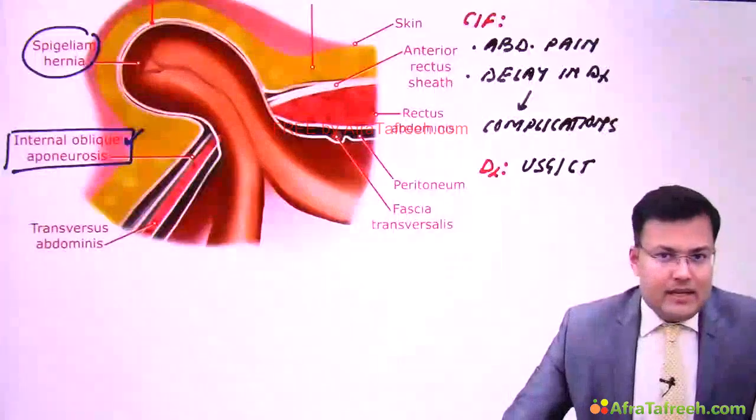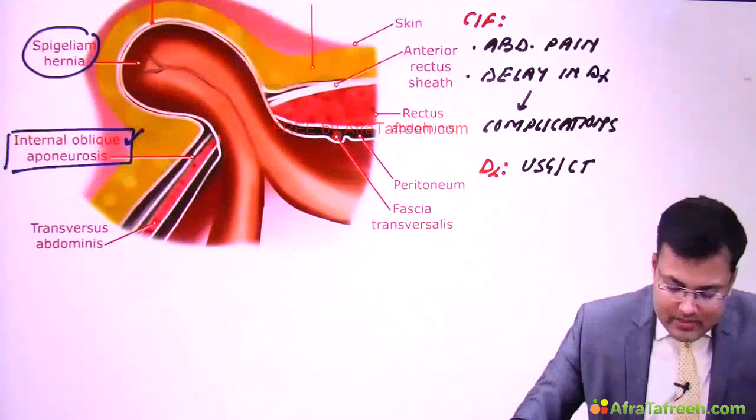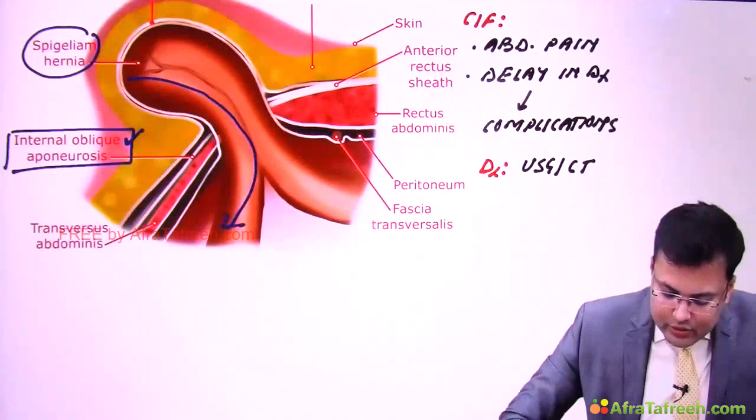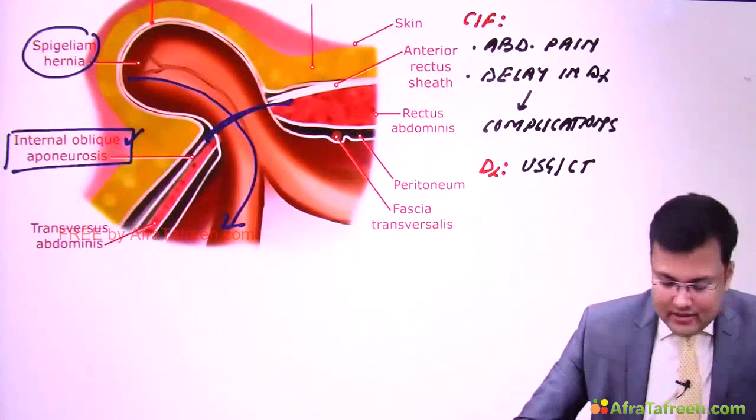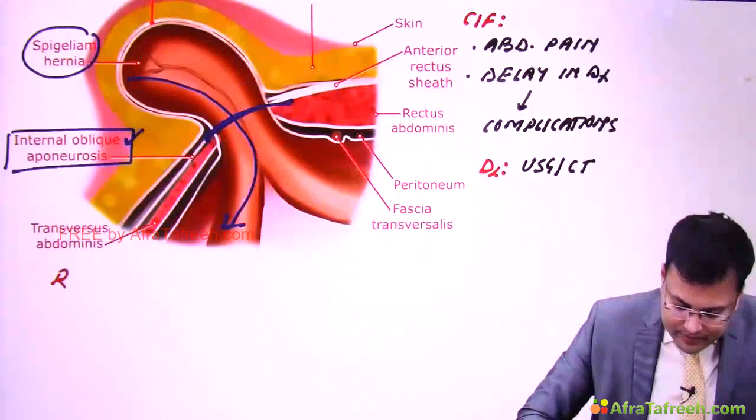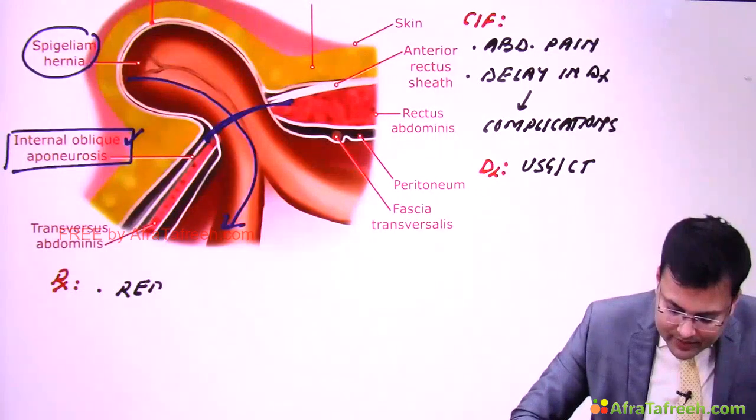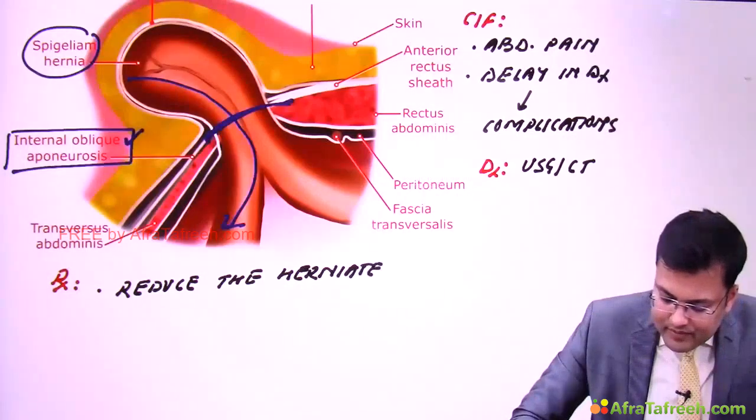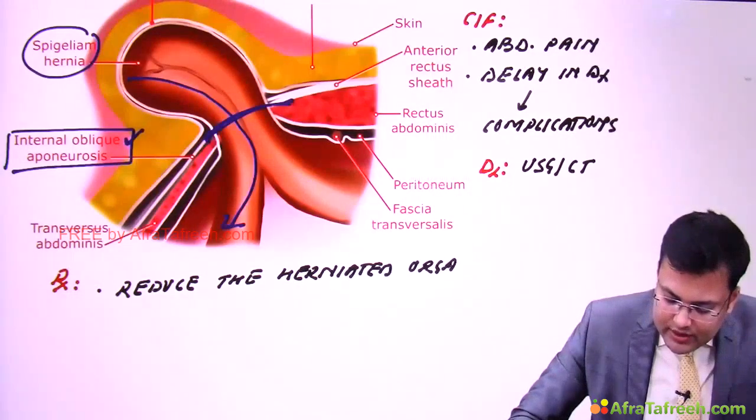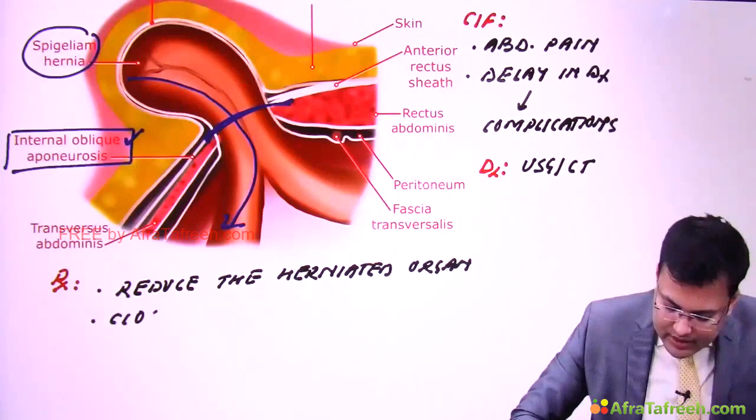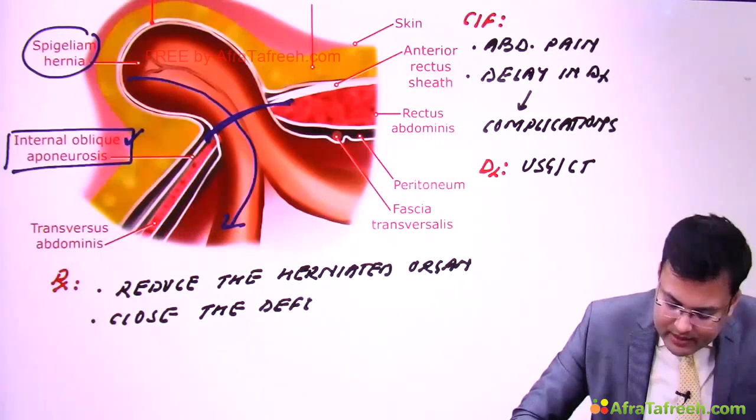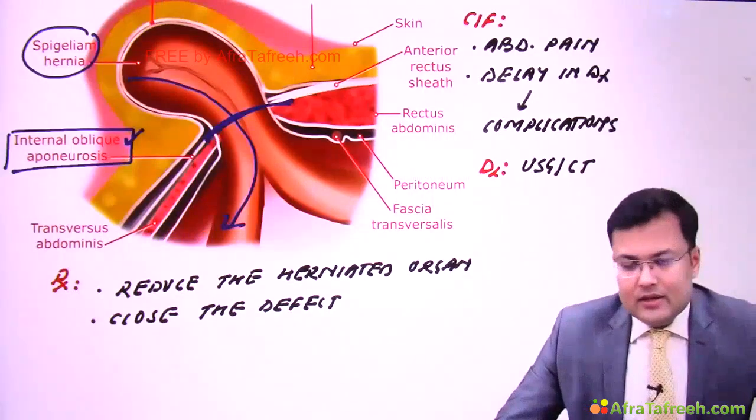And how we treat the Spigelian hernia? We reduce the herniated organ back. So herniated content is reduced back and we are going to close the defect. So what's the treatment? Treatment: reduce the herniated organ back and close the defect. Clear? So this is how we are going to manage the Spigelian hernia.